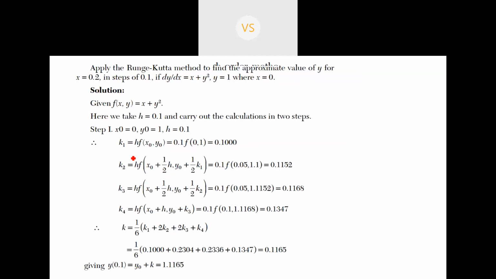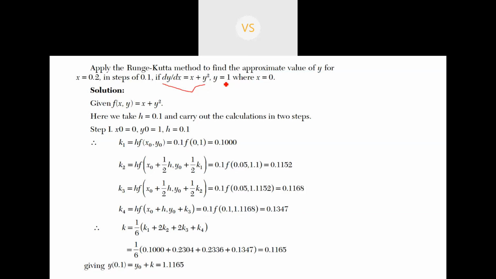Now here you can see, apply the RK method to find out the approximate value of y for x equal to 0.2 in steps of 0.1, if dy by dx is equal to x plus y square, y is equal to 1 where x is equal to 0. Now here the equation is given as dy by dx is equal to x plus y square. Okay, this is the given equation.